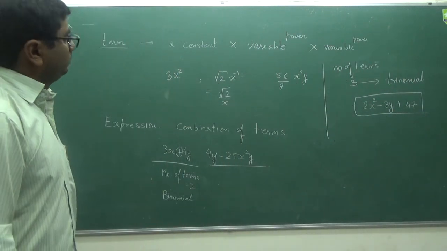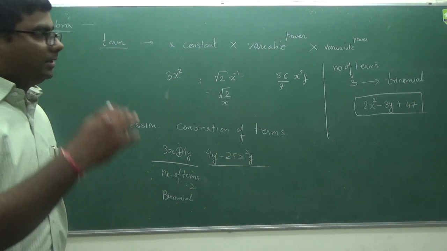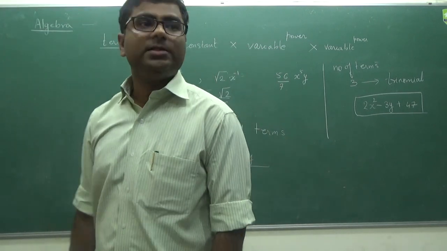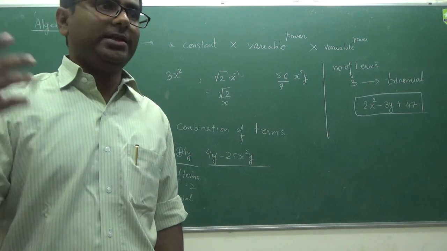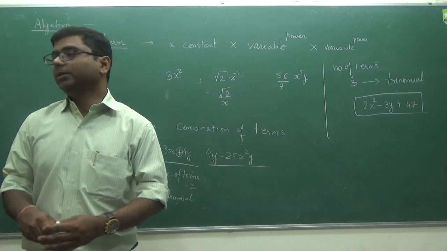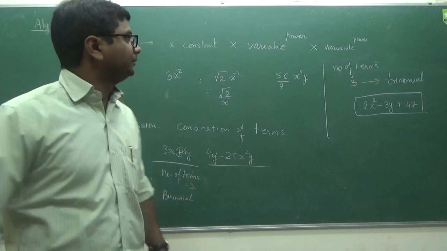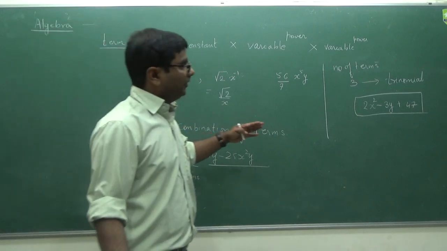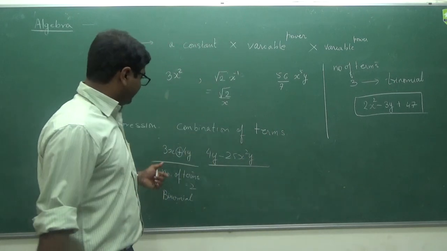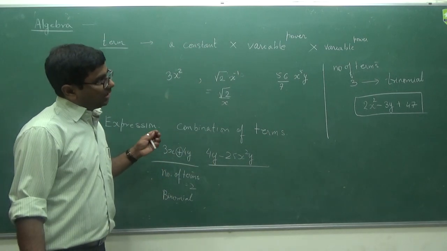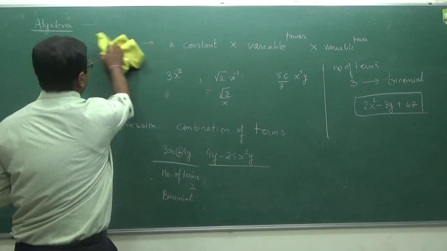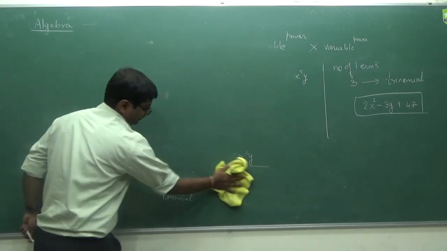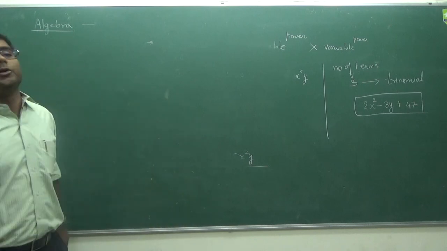These are all trinomials, and anything above that you can generalize as polynomials. Poly means many. So if there are many terms, then it is called a polynomial. Clear? Okay. Now, there is one particular catch about polynomials, and this is what I'll tell you. Not all expressions are polynomials, guys.